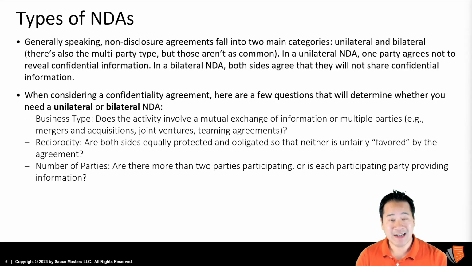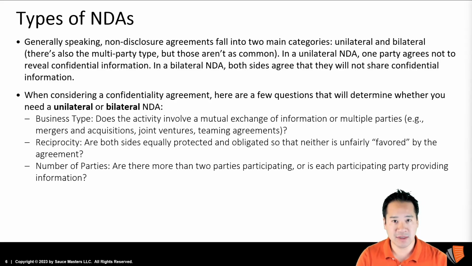Let's talk about different types. More common is the bilateral. That is an NDA that covers both you and the other party, and you can share information back and forth. So bilateral effectively means that, back and forth, two ways. Unilateral typically means one way. Well, it always means one way.